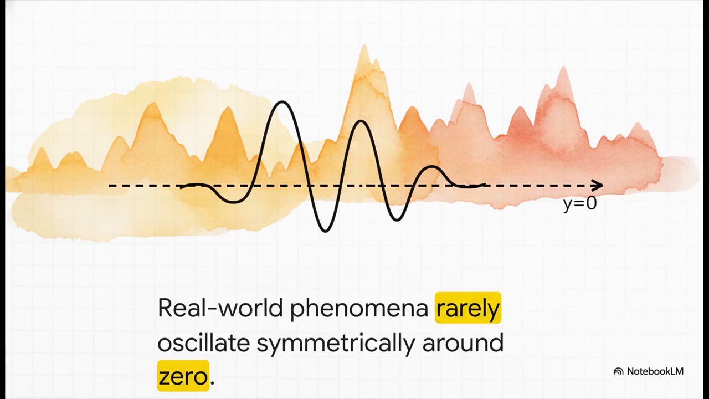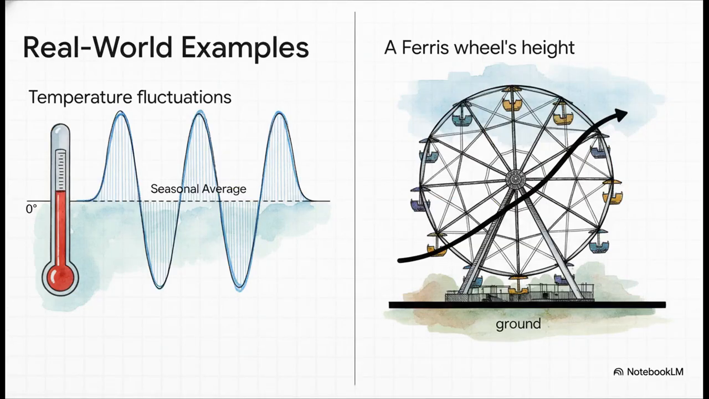While it's a perfect starting point, the real world almost never centers itself so neatly around zero. I mean, think about it. The temperature where you live definitely fluctuates, but it cycles around some seasonal average, not 0 degrees. And a rider on a Ferris wheel goes up and down, sure, but their lowest point is still way above the ground. To model this stuff, we've got to be able to move our wave.